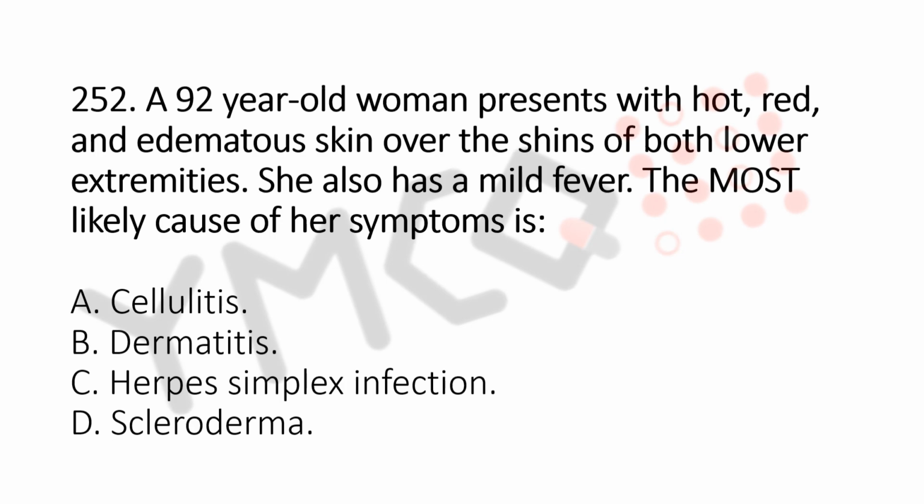A 92-year-old woman presents with hot, red, and edematous skin over the shins of both lower extremities. She also has a mild fever. The most likely cause of her symptoms is Option A, cellulitis. Option B, dermatitis. Option C, herpes simplex infection. Option D, scleroderma. And the answer is Option A, cellulitis.